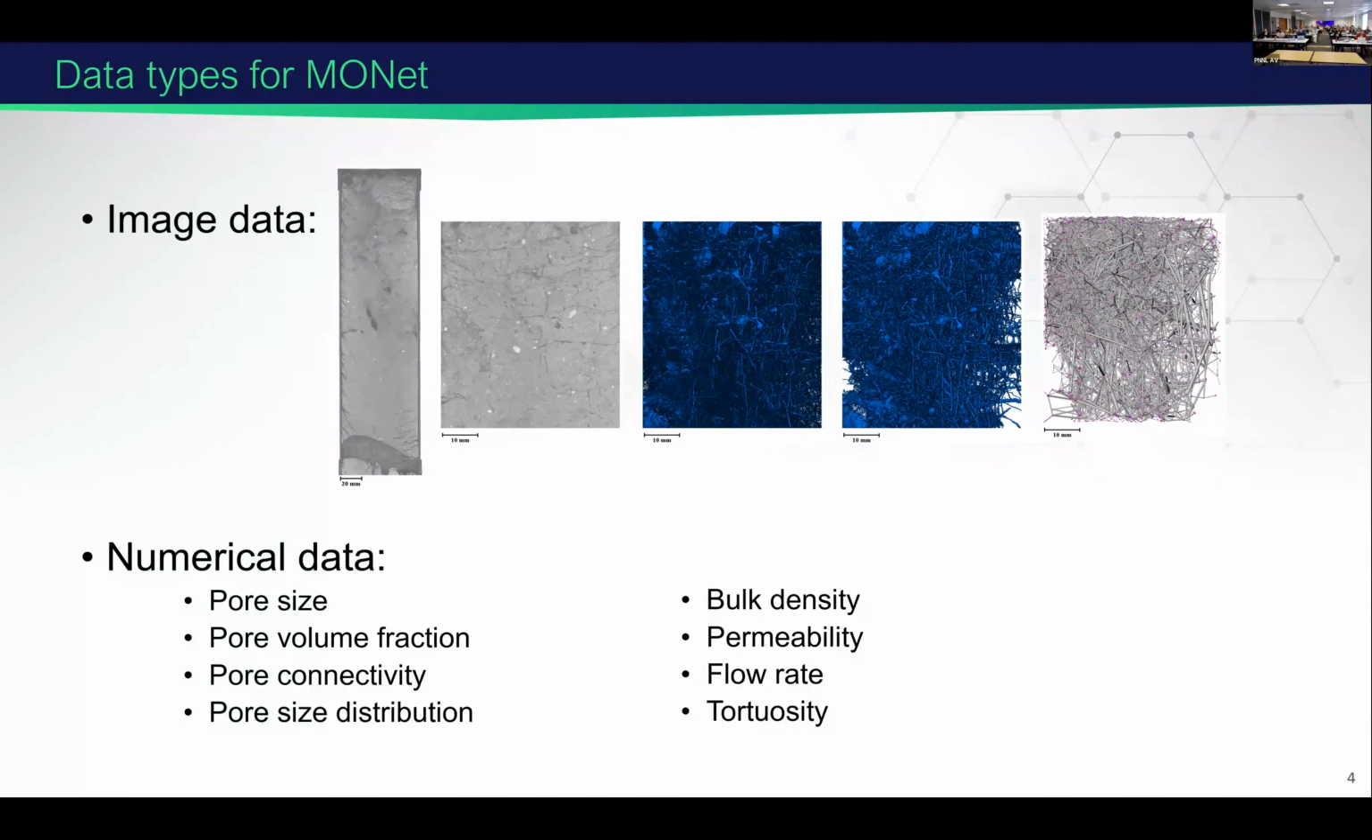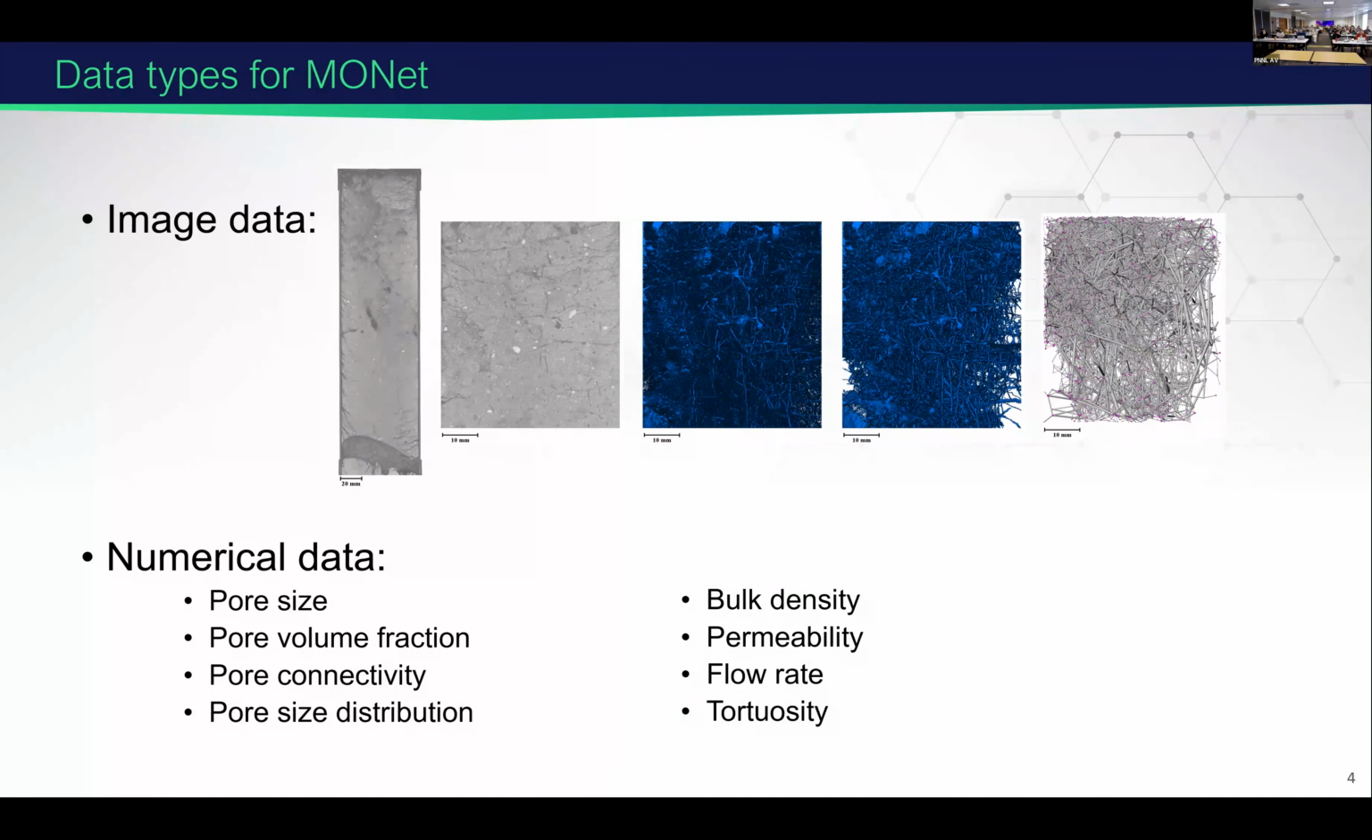The image data looks like that in the top, the full height of the column, and the higher resolution data sets are those where we provide these CT reconstructed images and also segment the pore scale structure. You can see here images of the total porosity, connected pores, and the pore network model. And those are all provided for MONet users.